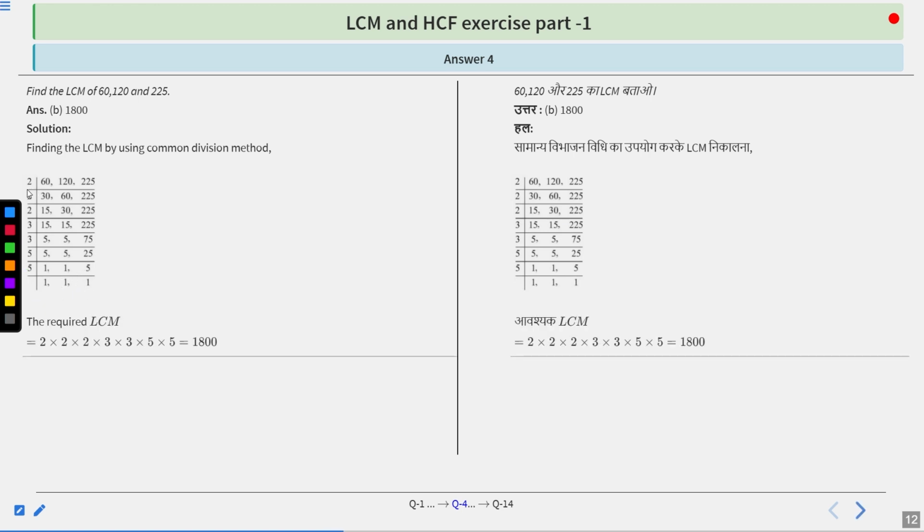So the LCM is going to be the multiplication of all these numbers written here. That is 2 into 2 into 2 into 3 into 3 into 5 into 5, that is 1800. So the LCM of 60, 120 and 225 is 1800. Option number B is the correct answer.